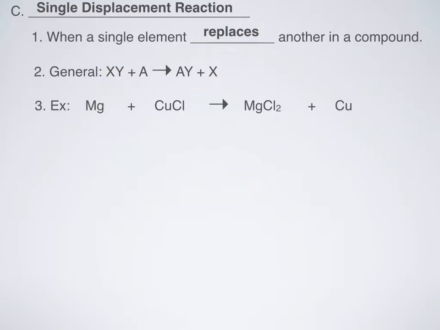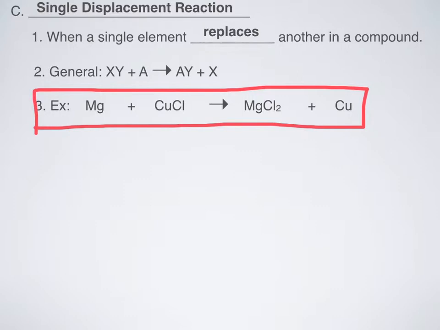So what does that look like practically? Well, practically, this is an example of a single displacement reaction. So we have magnesium, and we have copper 1 chloride, and then as you can see, magnesium and copper are going to be switching spots. So we end up with magnesium chloride and copper metal by itself on the opposite side.